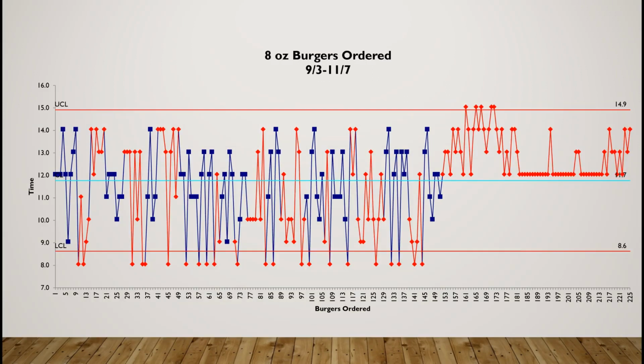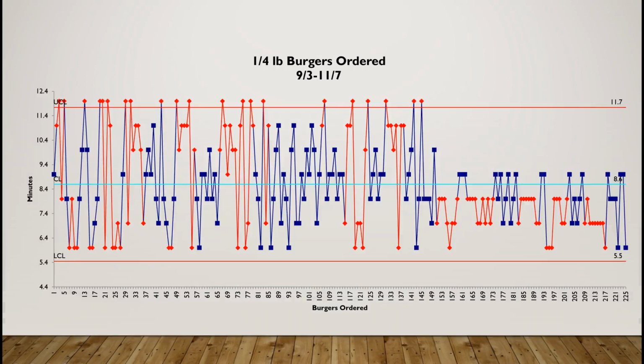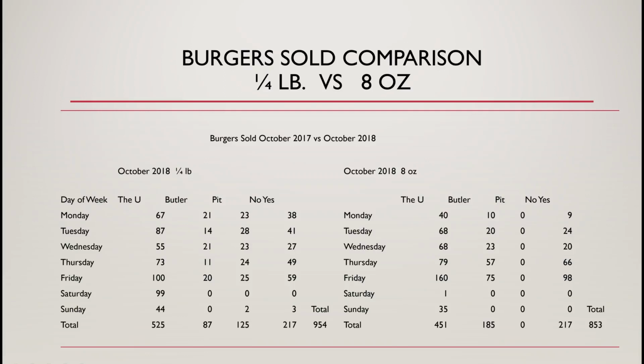And so here we have the 8-ounce burgers. Same deal. These are all the 8-ounce burgers ordered throughout the duration of my whole project. And you'll notice around 161 to 177, it kind of teeters at the upper control limit. There's a jump, but that can be just part of the training process with these bigger patties. But then you can see it becomes a lot more consistent after that as well.